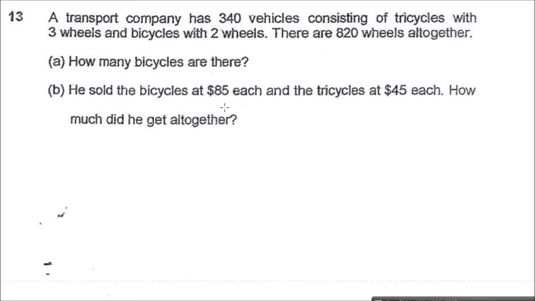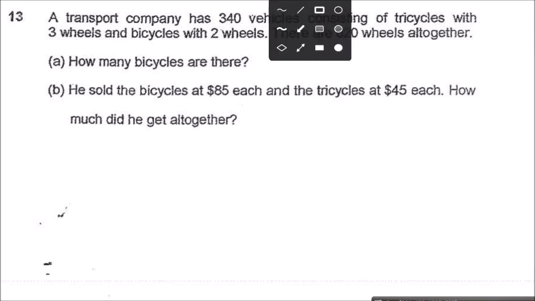Okay, question 13. Okay, guys, this is a typical guess and check question. So a transport company has 340 vehicles consisting of tricycles with 3 wheels and bicycles with 2 wheels. So they're altogether 820 wheels. Okay, so guys, we are supposed to find out how many bicycles there will be.